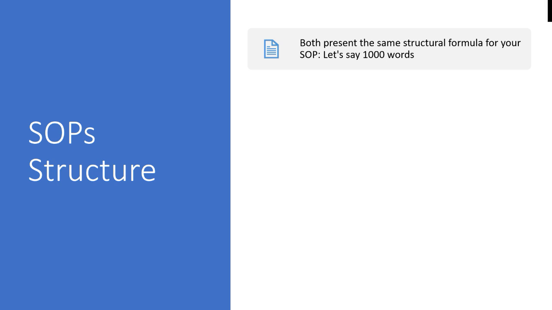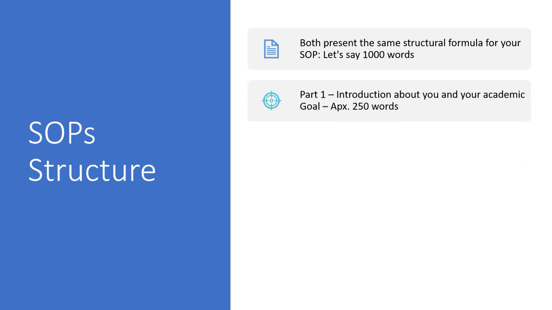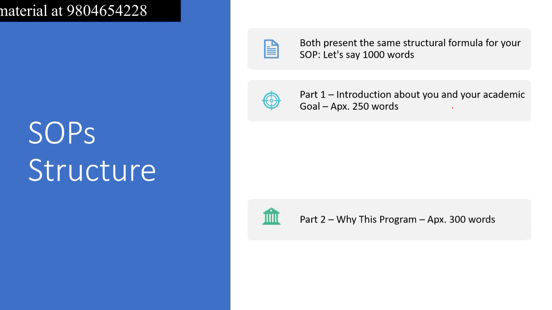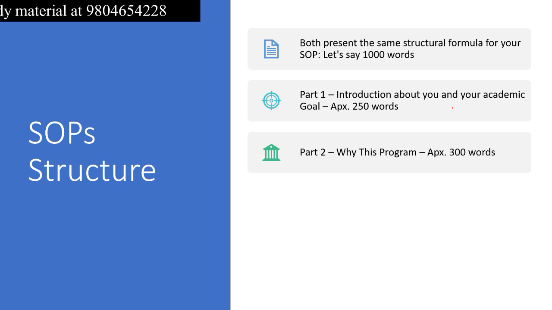If it consists of 1000 words, we start with first part, and that will be approximately 250 words. Introduction about you and your academic goals. You need to tell what have you done throughout your graduation, masters, and what makes you put your leg into this particular field of research, and also your future goal with that particular research in future. That you need to explain in 250 words. So 25% of it.